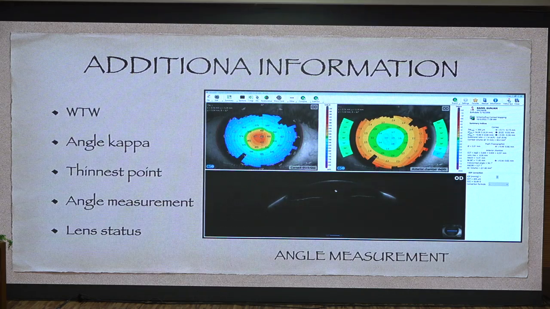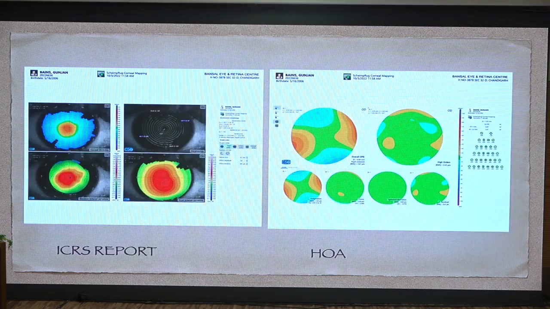And some of the machines have a lens status also, where you can do the densitometry of the lens. Some of the topographers even give us an intracorneal ring segment report. Depending upon the cornea, like if you have a steeper cornea in the center, they are going to tell us which area you need to put an intracorneal ring segment. And then a high order aberration graph is also available, which can be seen whether the patient has any high order aberrations or not.